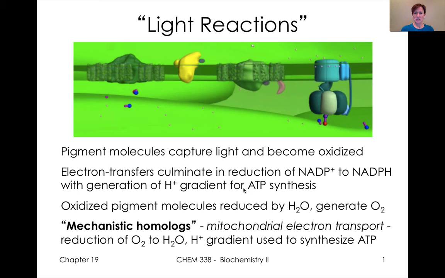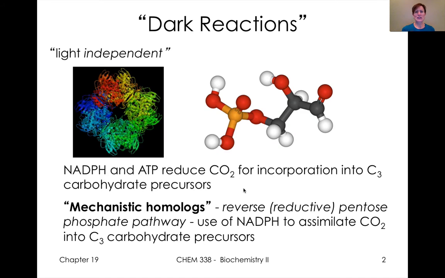So again, the purpose of the light reactions is to generate NADPH and ATP, and ultimately oxygen, because we oxidize water to generate the electrons that we need for electron transport. We'll do a brief review of the light reactions, but today's focus is really on the dark reactions, more appropriately called light independent, and that's where we're going to utilize the NADPH and ATP produced in the light reactions, use them to assimilate or fix carbon dioxide into 3-carbon carbohydrate precursors.